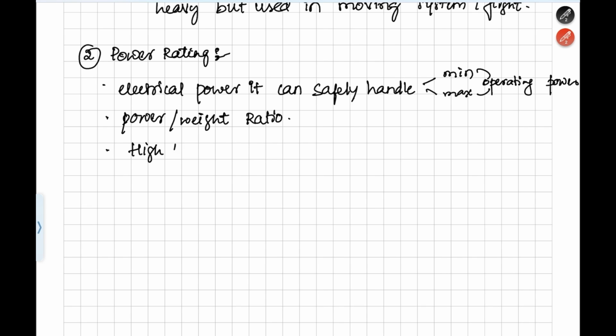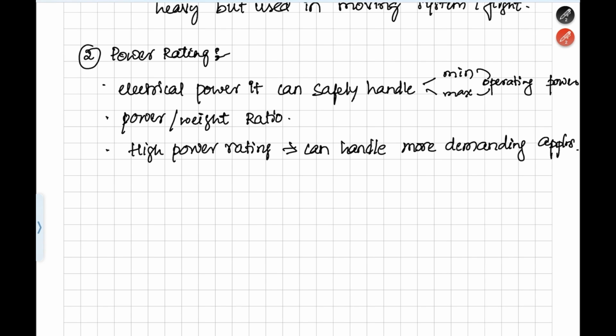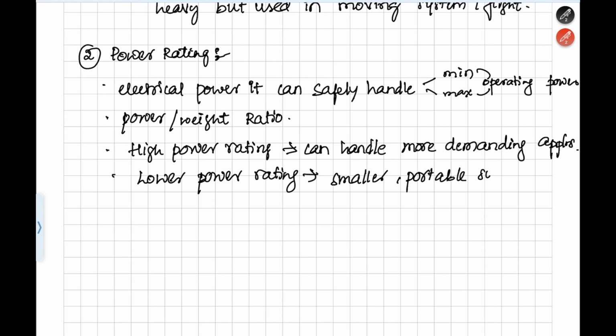That is, we understand high power rating means it can handle more demanding applications, whereas when it has a low power rating, it is used for smaller or portable systems or applications.